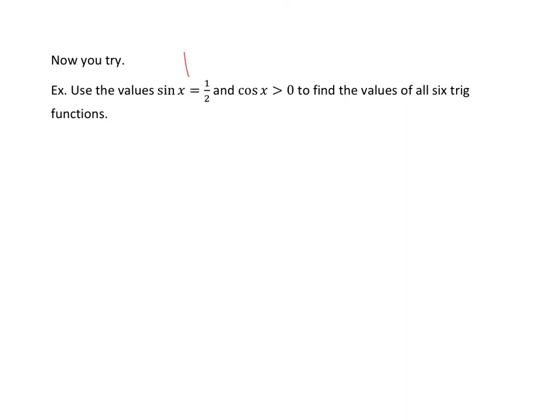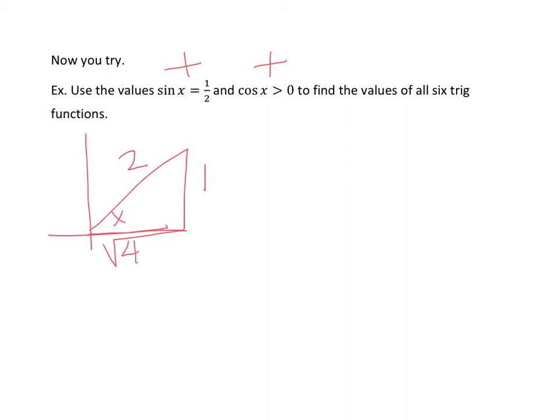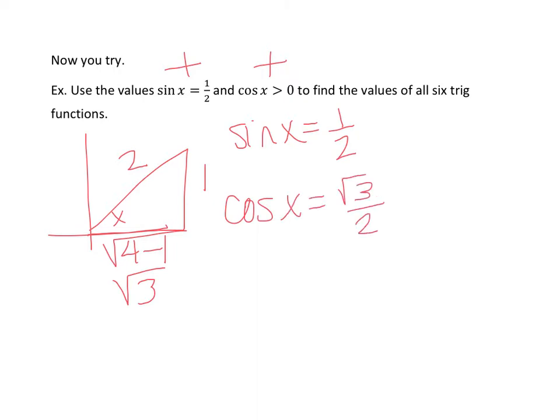If my sine is positive and my cosine is positive, I have to be in quadrant 1. Sine is 1/2. Here's x, so sine opposite over hypotenuse. And then solving for my missing side would be 4 minus 1, so radical 3. Alright, sine x equals 1/2. Cosine x, radical 3 over 2. Tangent x, 1 over radical 3.